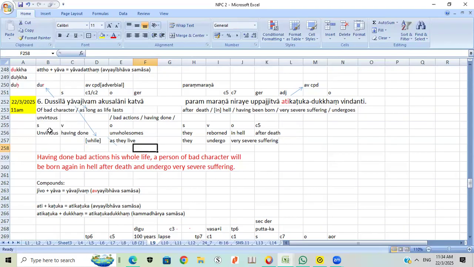This is a plural. Can you see this is a plural? Unvirtuous, it's a plural. Can you see here, plural? We put they. Okay, they are having reborn. So we say reborn in the hell after death. So this is the extension, after death. So we're going to construct in this way. Reborn in hell after death.